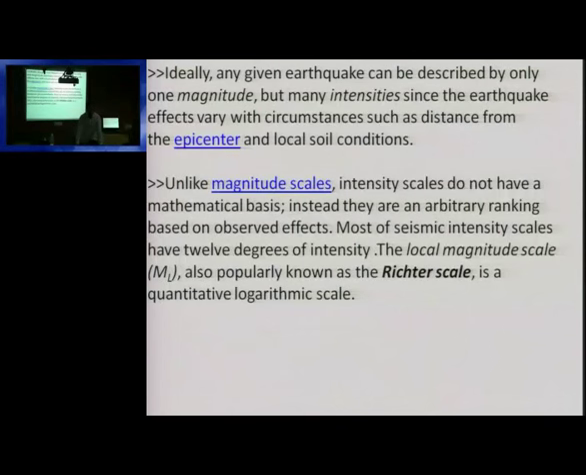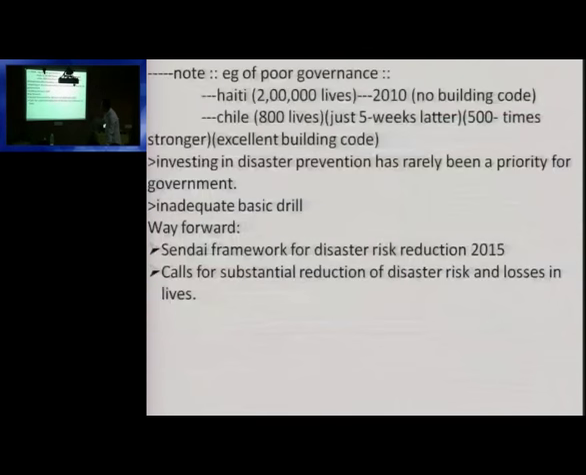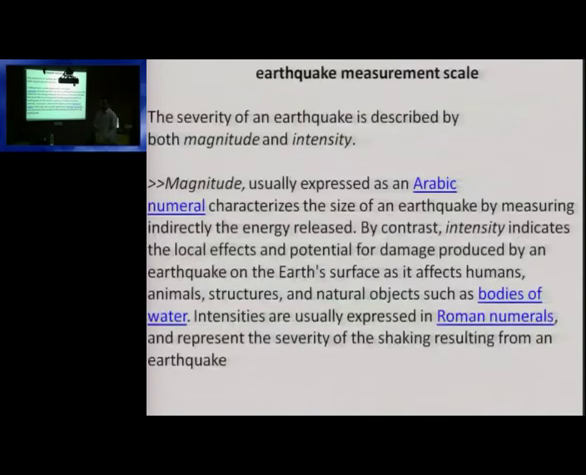On the other hand, the intensity scale is rather local. For example, you come here. In the magnitude scale, this is 500 times much larger in Chile. But in the intensity scale, this becomes different, because the intensity is the level of destruction. The level of destruction will depend upon the soil condition, the geological formation, the building practices, the economy, and many other things. So they both have their limitations.